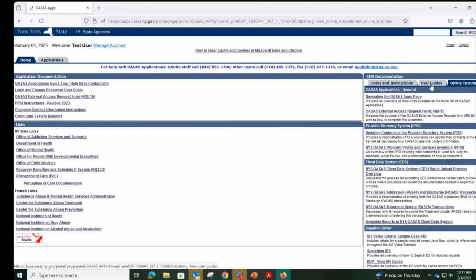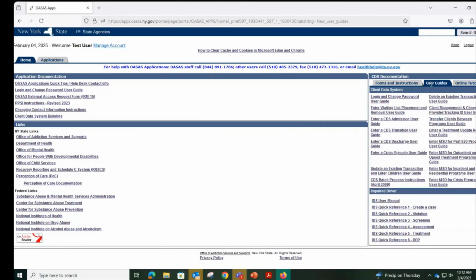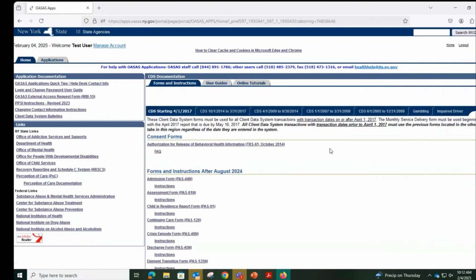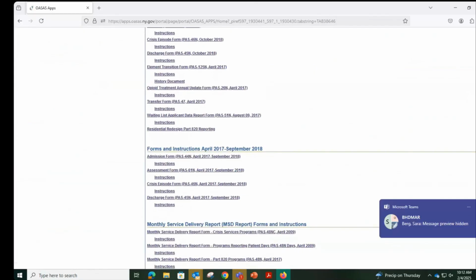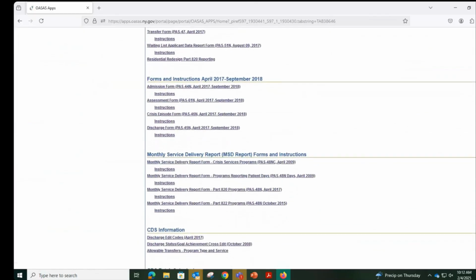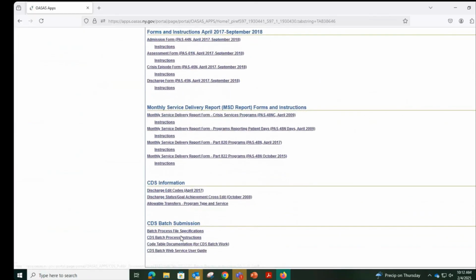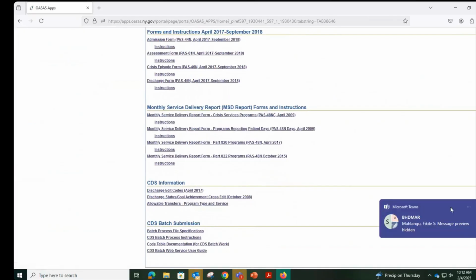I think Emily also pointed out we have user guides, including how to complete the MSDs, and we do break them down by different program types here. And all of our forms or instructions are here. The MSD forms and instructions are down towards the bottom. And you find them right above the other documentation of the batch, in case providers would like to submit their CDS transactions via batch. That's located at the very bottom. MSD is above that.